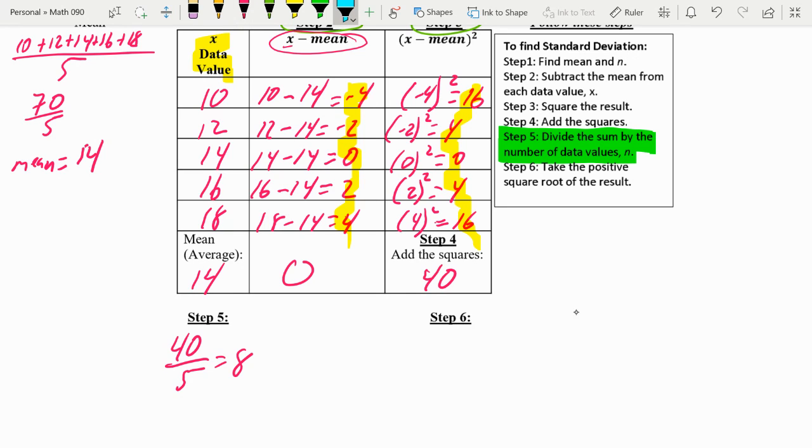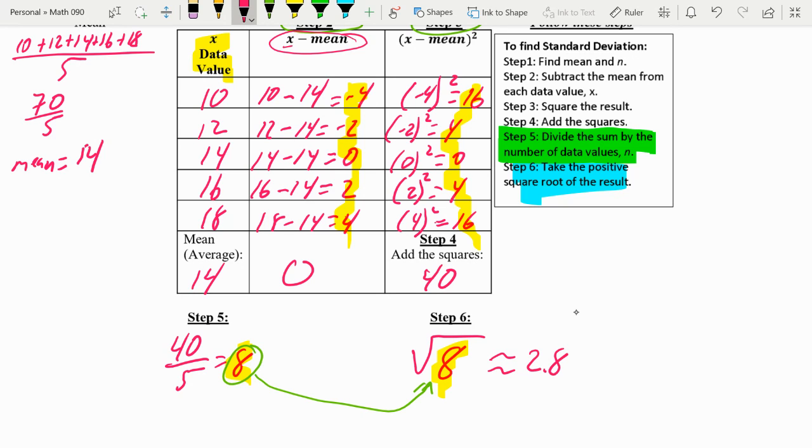Now step six. Step six is we're going to take the square root of step five. Whatever this is, let me highlight it. I highlighted it so you guys hopefully can see that it's the same number. I'm going to take the square root of that highlighted number, and this gives us approximately 2.8. This is our standard deviation.